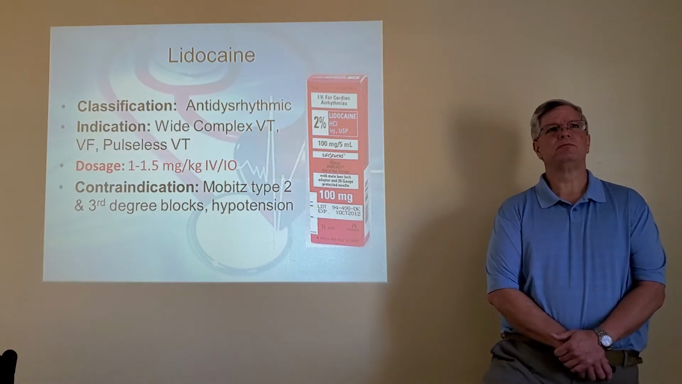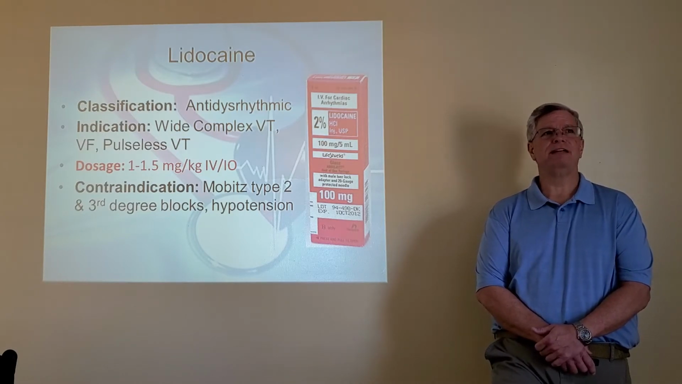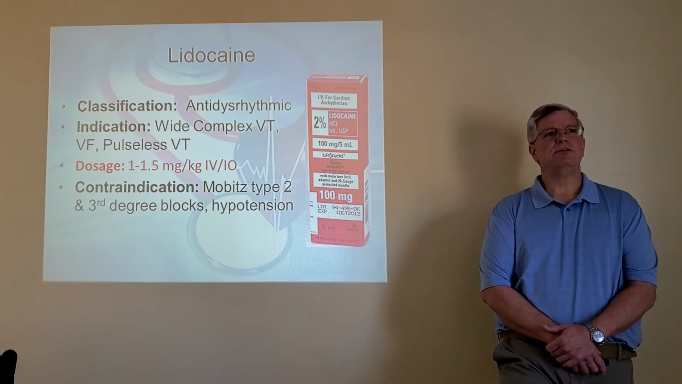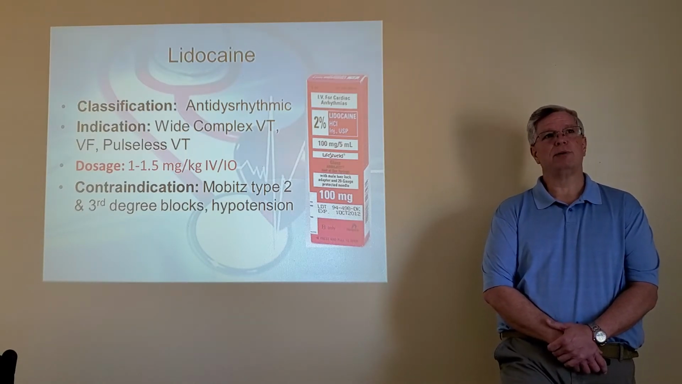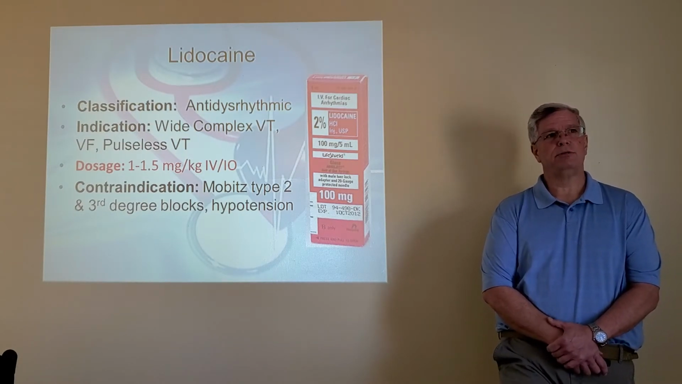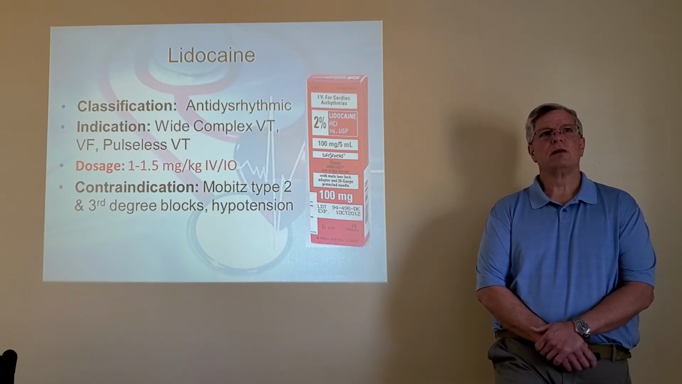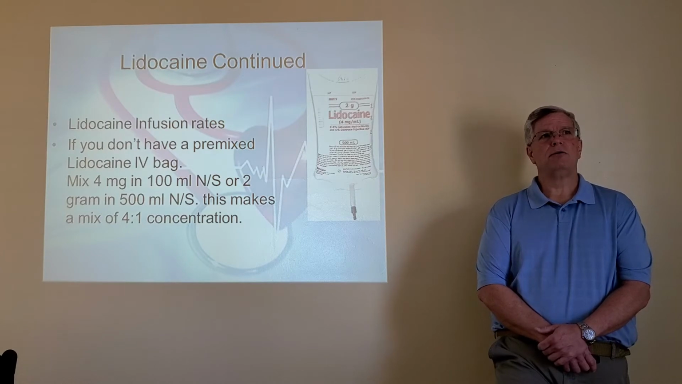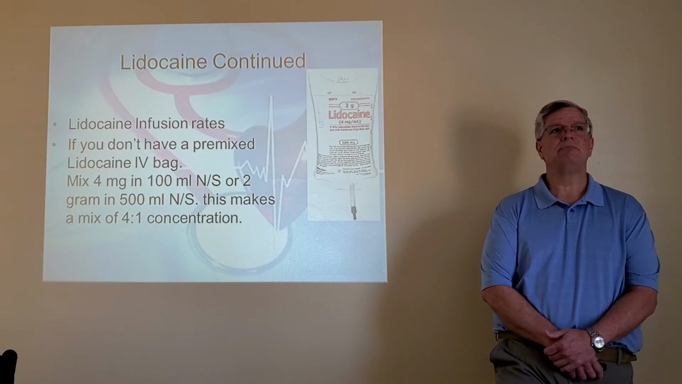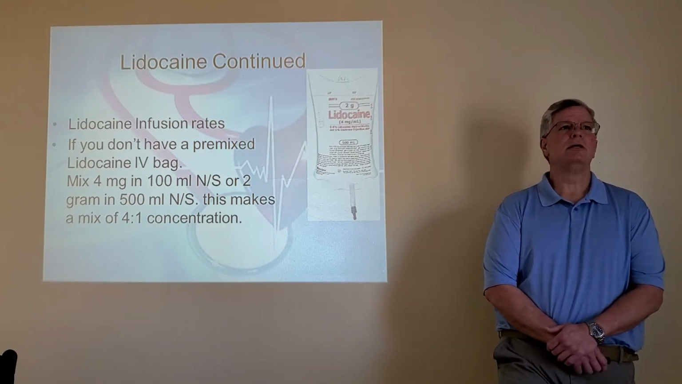Lidocaine. It's used for wide complex V-tach, V-fib, pulseless V-tach. Your dosage on this is 1 to 1.5 milligrams per kilogram IV/IO. Contraindications is Mobitz type 2 and third degree heart block, and hypotensive. Also, lidocaine infusion rates, if you have a premix bag, it's always 2 grams in 500.